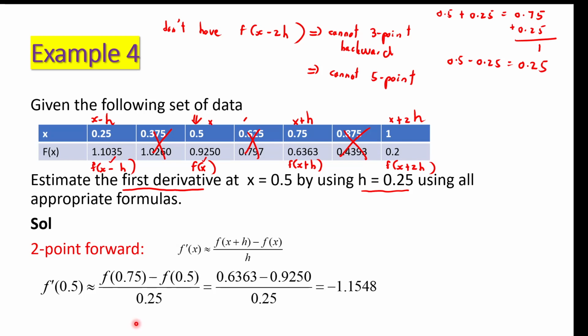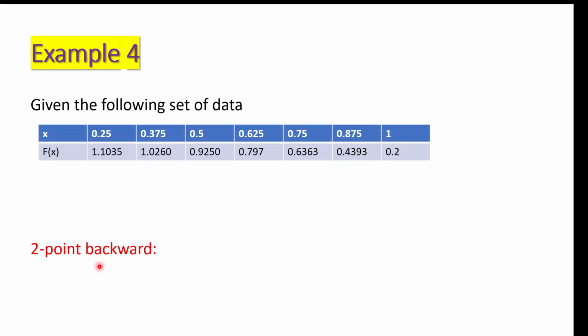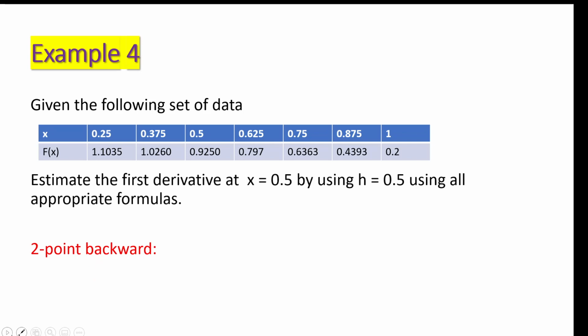In example 1, you can calculate using all the formulas. Example 2, you can calculate using 3-point central only. And then example 4, for the first derivative here, you can calculate using 6 formulas. So this is 2-point forward. Later on, 2-point backward. You can use 2-point backward because you have f(x) and f(x-h).